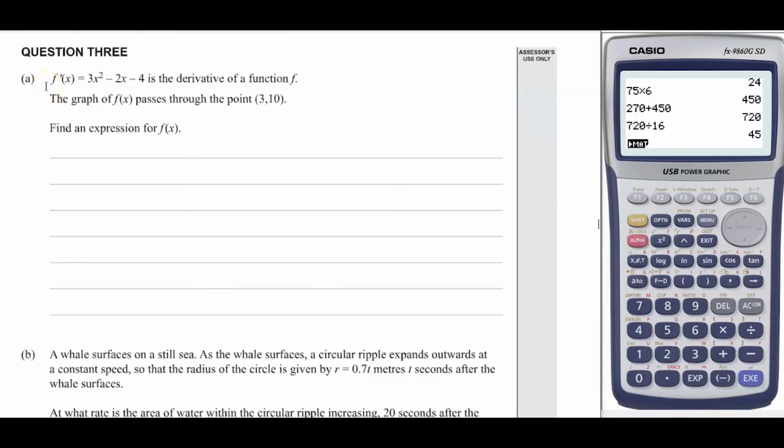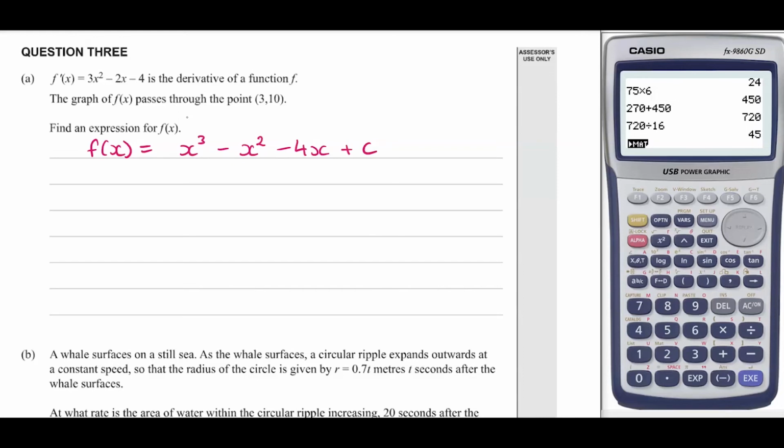And now moving on with question 3. We've got f dash of x is this function here. It's the derivative of f, and it passes through this point. Find an expression for f of x. So we are integrating. f of x will then be: raise that power to 3 and divide by the new power. So 3 divided by 3 is just 1, leaves us just with x cubed. Similarly, x becomes x squared, and if we divide 2 by 2 we will just get the negative 1 there, and then minus 4x and a plus c.